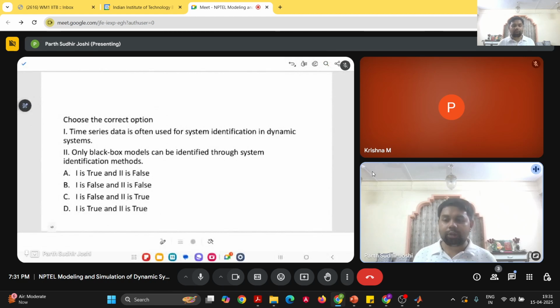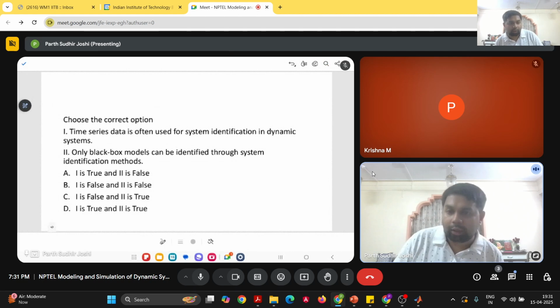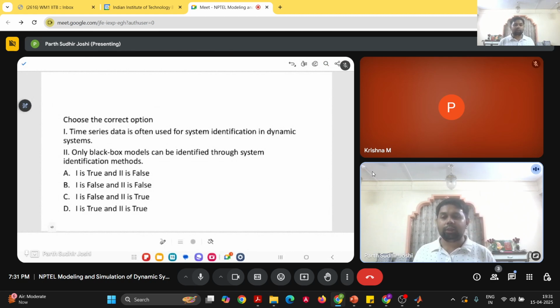In the next question we have again been given two statements: time series data is often used for system identification in dynamic systems, and only black box models can be identified through system identification methods.